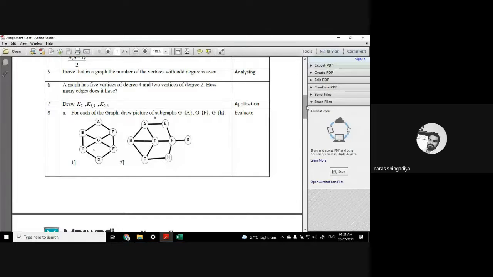So that is 7 into 7 minus 1 by 2. That is equal to 7 into 6 by 2. 6 by 2 will be 3. So 7 into 3 will be 21. So 21 is the answer. Okay. Is it clear to all?